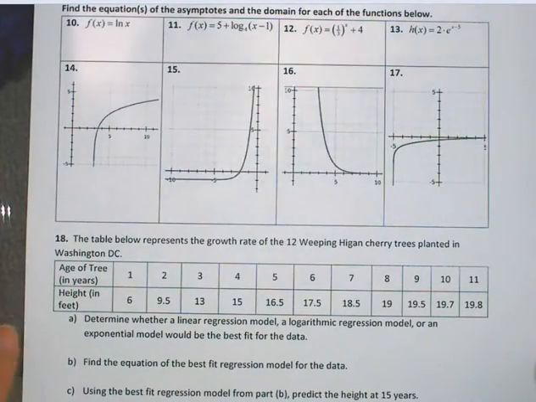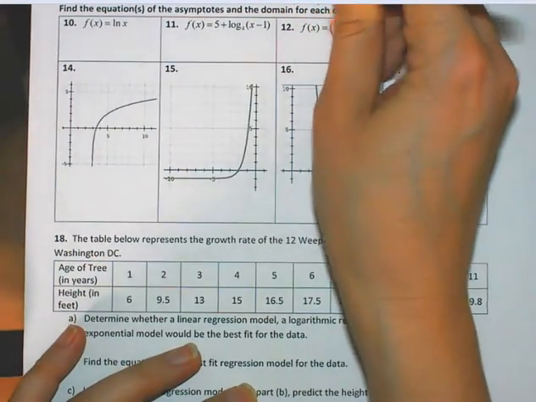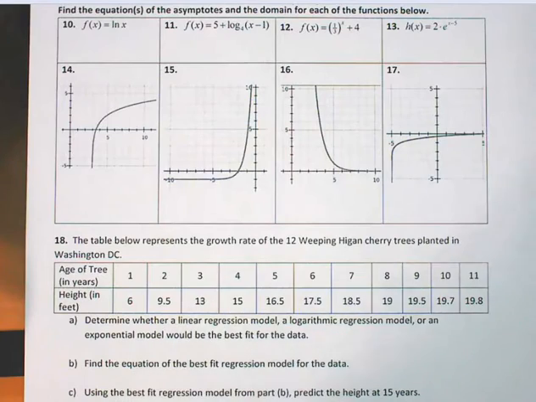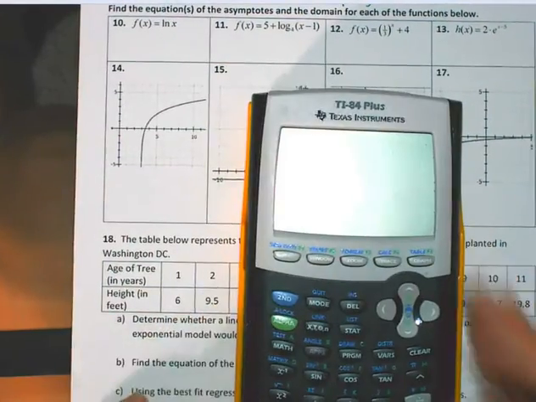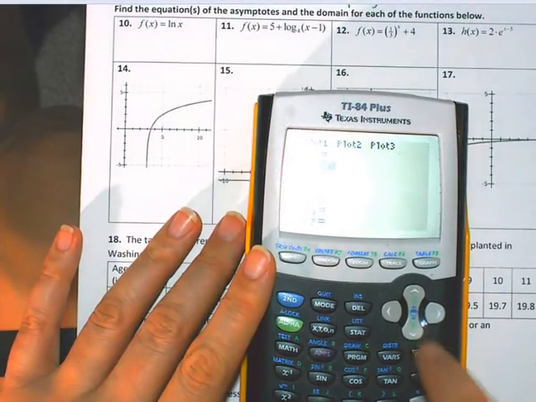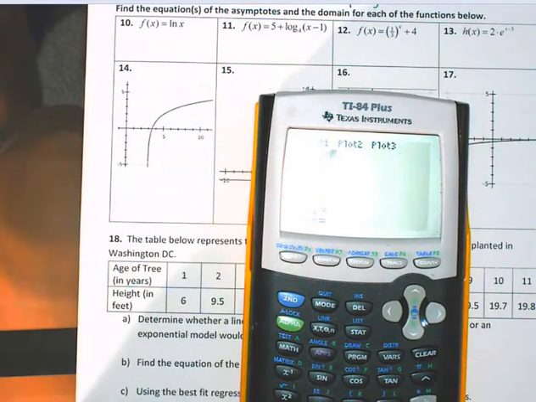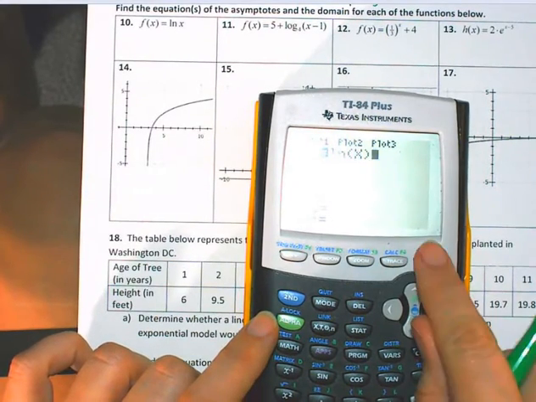Okay, so the next says find the equation of the asymptote and the domain for each of the functions. I'm actually going to expand this. Let's say the domain and the range. Okay, all right, so the first one, we have the natural log of x. So let's go ahead and take a look at that. We're going to go into y equals, and we're going to do the natural log, which is right here, of x. Close my parentheses. Take a look at the graph.